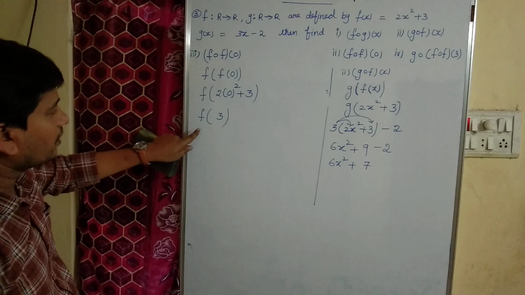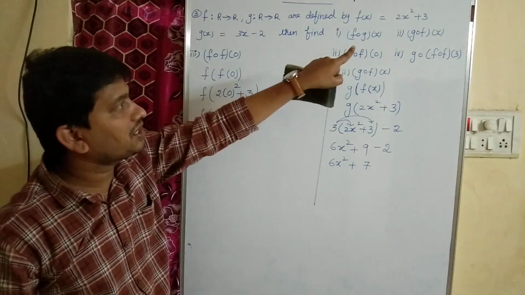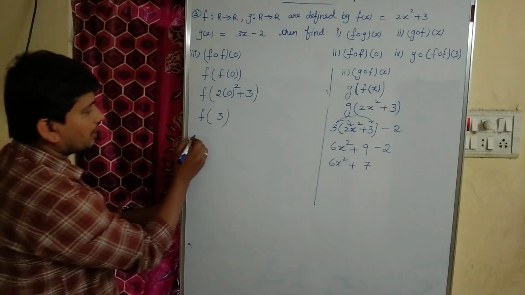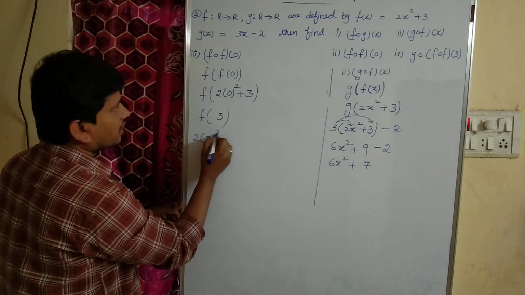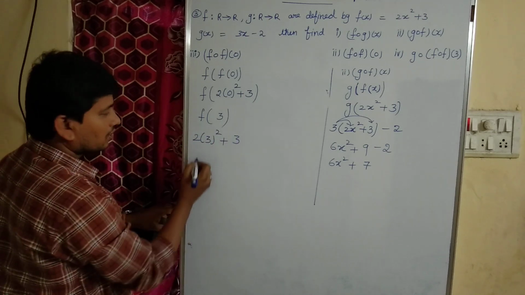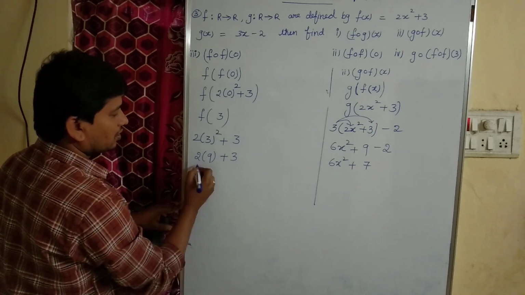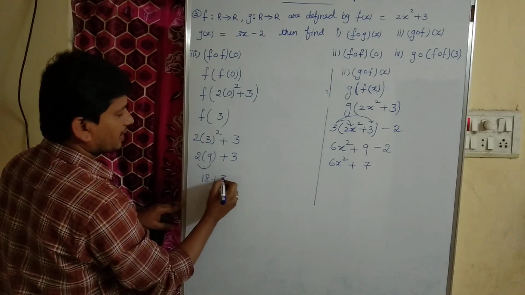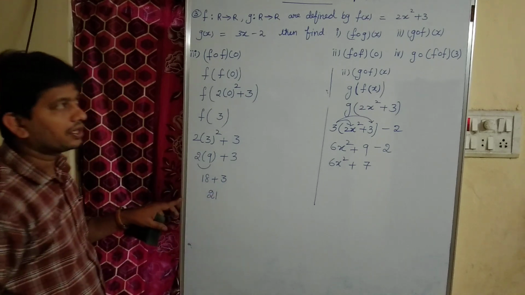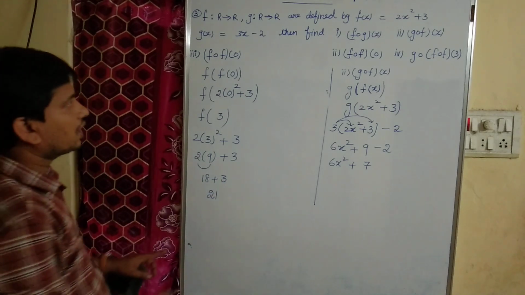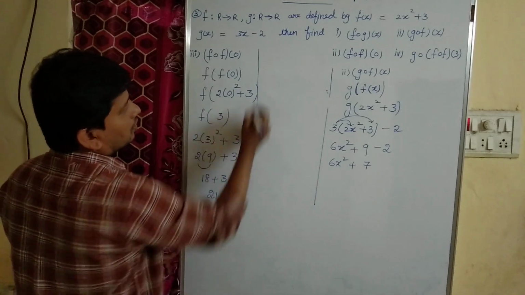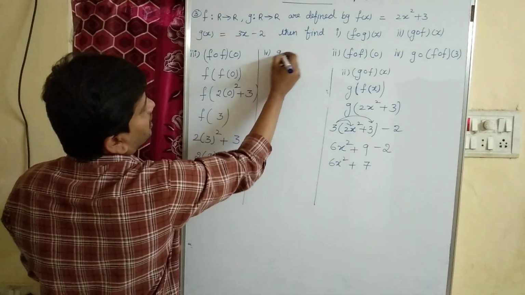Now which is in the form of f of x. Again f of x is 2x square plus 3. I mean 2 into x value 3 square plus 3. 2 into 3 square, 9, plus 3. 2 nines are 18, plus 3. 18 plus 3, 21.